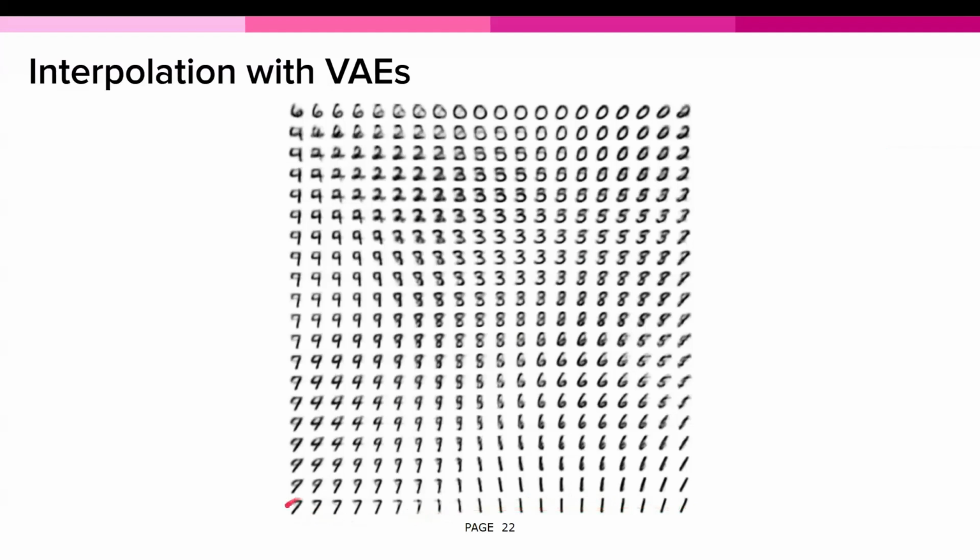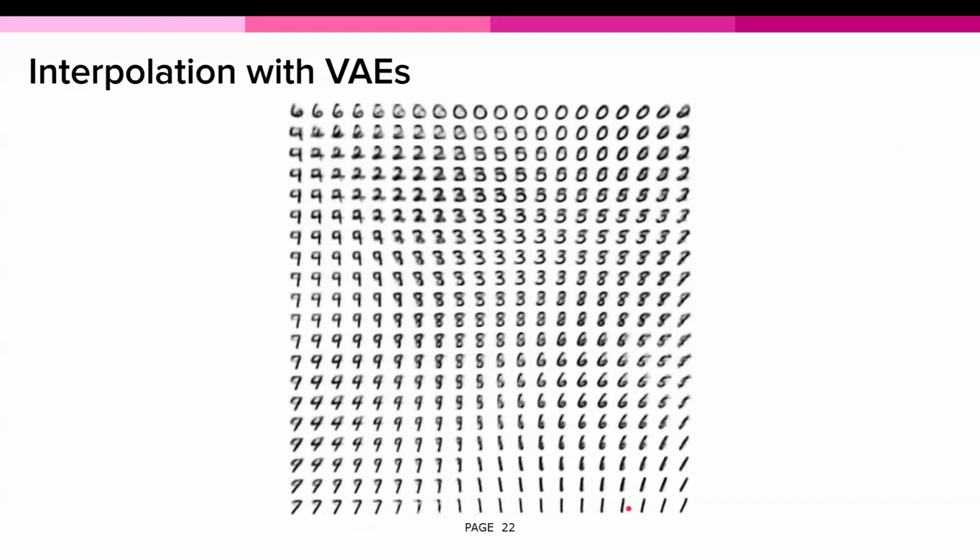So for example, you start with a point corresponding to a 7 and then interpolate towards a 1. And what we can see is that the generated images morph pretty seamlessly between the 2 digit classes. And so we've passed through some intermediate forms that still resemble valid digits.